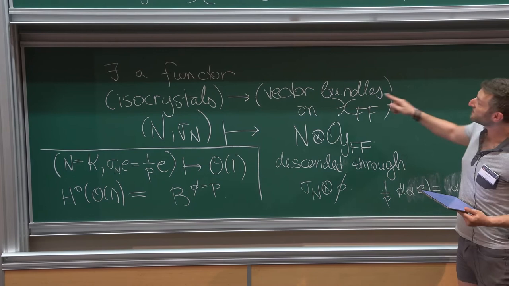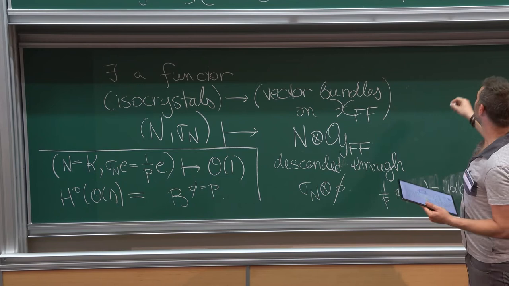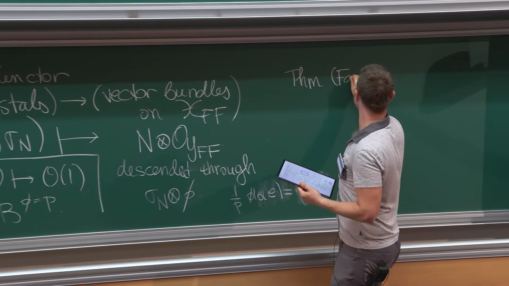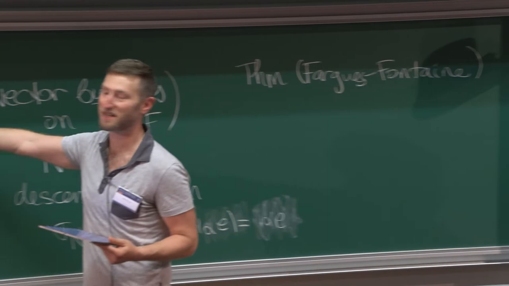So we have this functor. Is it an equivalence? Absolutely not. There are many more morphisms in this category than there are in this category. Nonetheless, the major theorem of Fargues-Fontaine in their article, Introducing the Curve, is at least that every vector bundle here is isomorphic to something coming from the image.